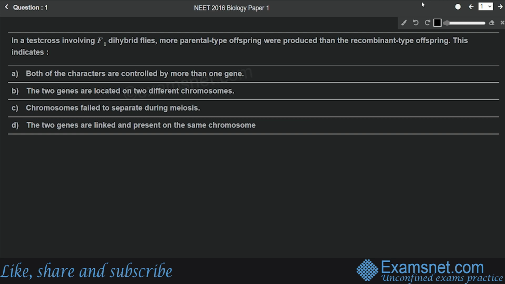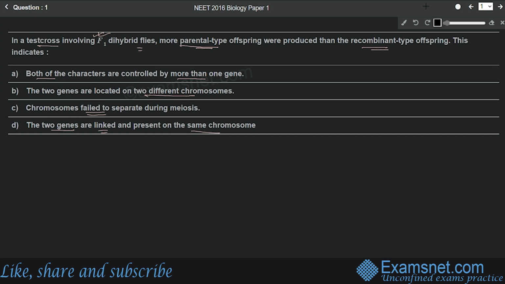The first question is from the chapter The Principles of Inheritance and Variation, and the question is, in a test cross involving F1 dihybrid flies, more parental type offspring were produced than the recombinant type offspring. This indicates that option A, both the characters are controlled by more than one gene. Option B, the two genes are located on two different chromosomes. Option C, chromosomes failed to separate during meiosis. And the last option says the two genes are linked and present on the same chromosome.